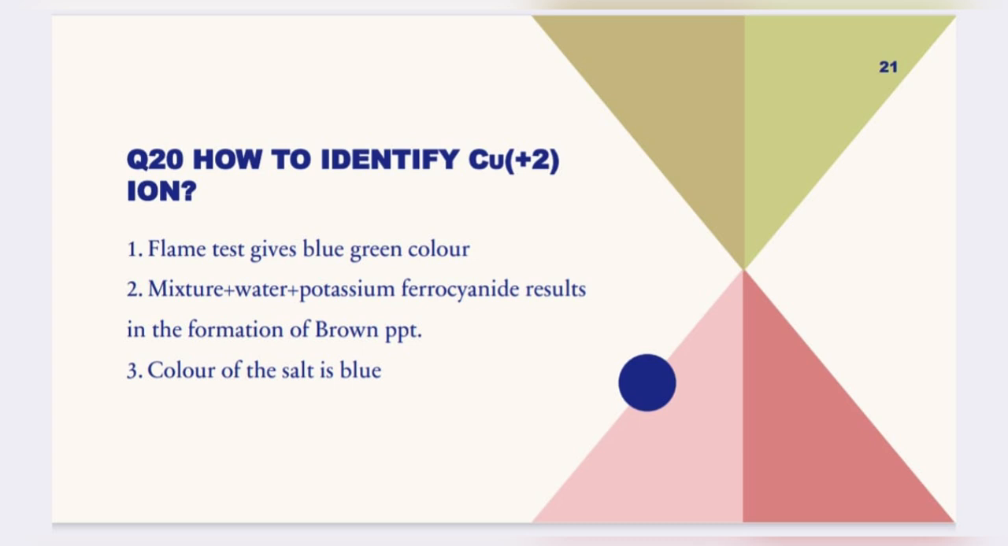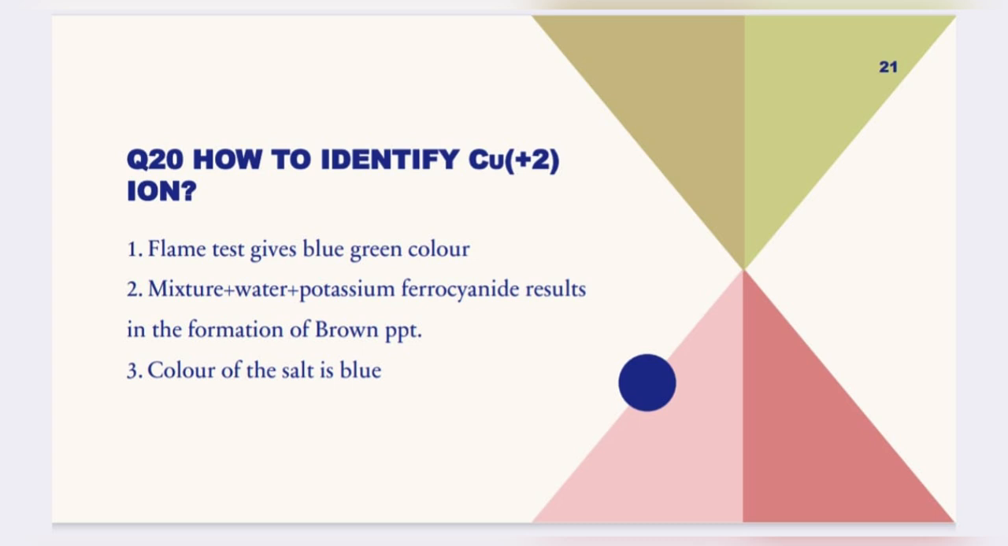Second, you take a mixture plus water plus potassium ferrocyanide. That results in the formation of a brown precipitate, a type of chocolate, which everybody knows. The third test is the color of the salt itself. As soon as you get the salt in front of you, you see the color. If it is blue, definitely it's going to be cupric ion.